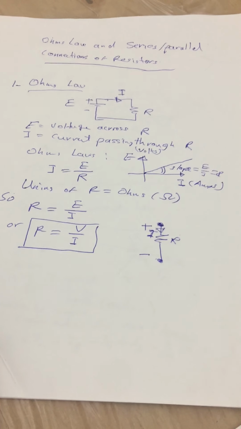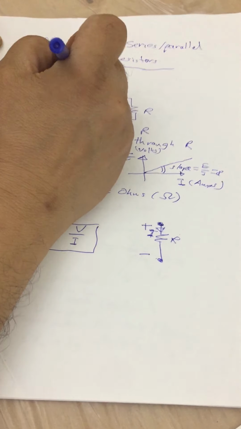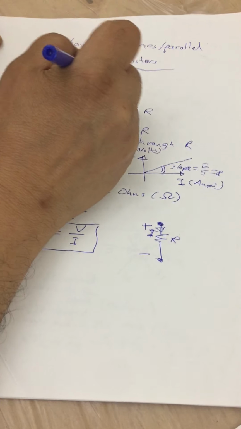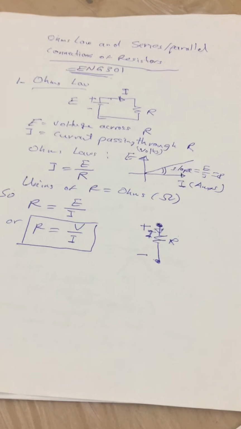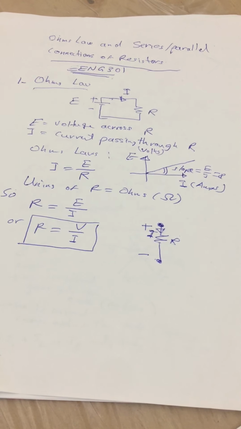This is our first lecture regarding the course EENG 301. We'll talk about Ohm's law and the connections of resistors. We have two connections, series and parallel.